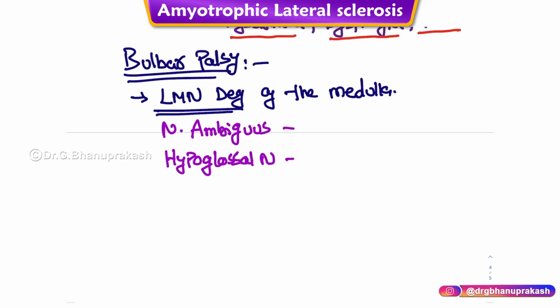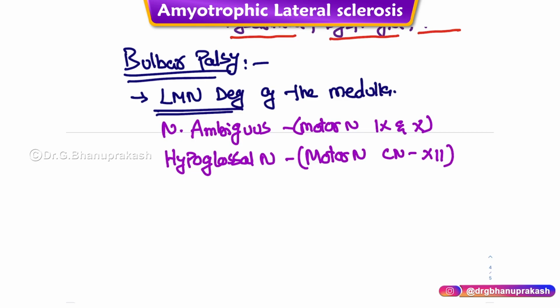So what is the nucleus ambiguus here? It is a motor nucleus of cranial nerves 9 and 10. And what is the hypoglossal nucleus? It is the motor nucleus for cranial nerve 12. Nucleus ambiguus is the motor nucleus for cranial nerves 9 and 10, and the hypoglossal nucleus is the motor nucleus for cranial nerve 12.